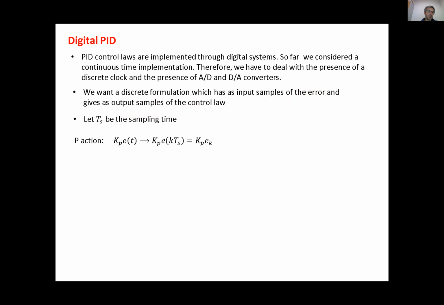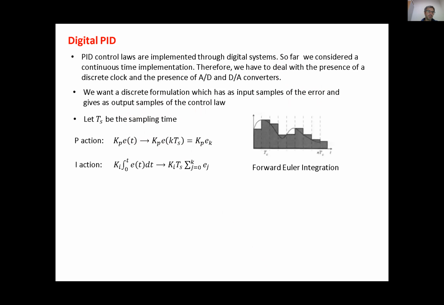And if we call Ts the sampling time, we see that the P action remains the same. It doesn't change from the continuous world to the discrete world, while the integral action can be approximated by considering the sum of the areas under the samples of the error.